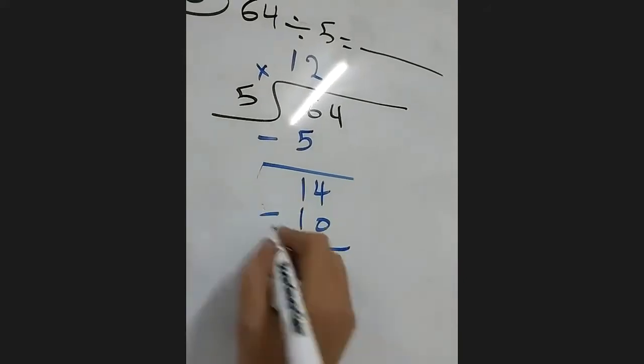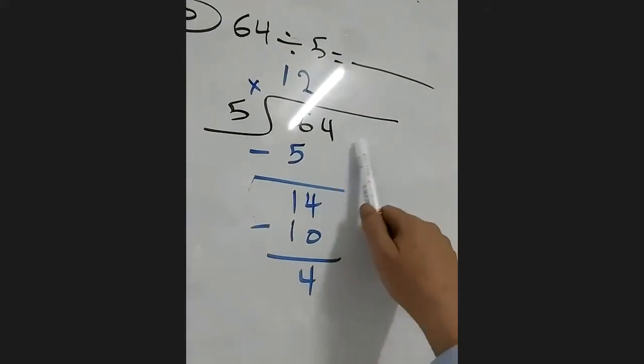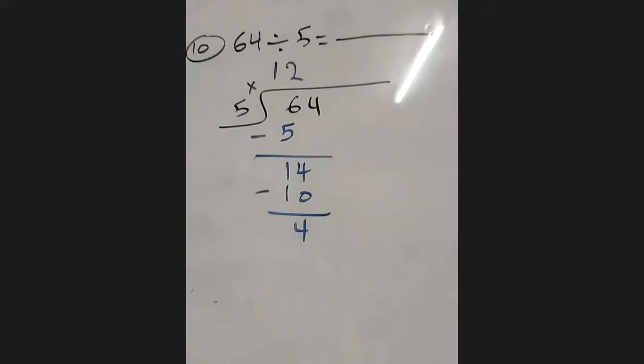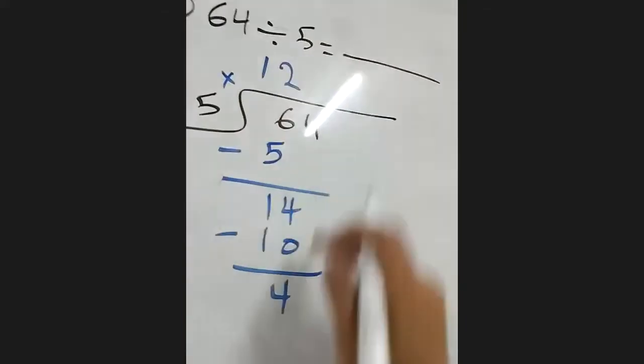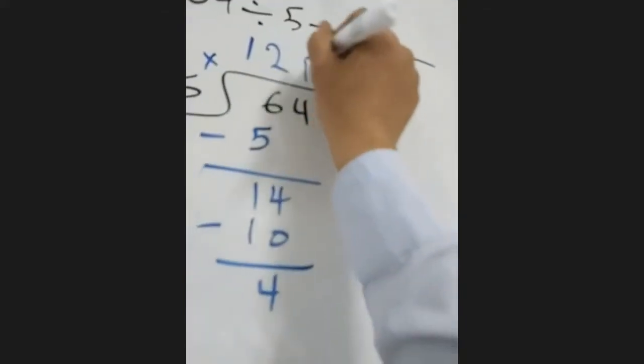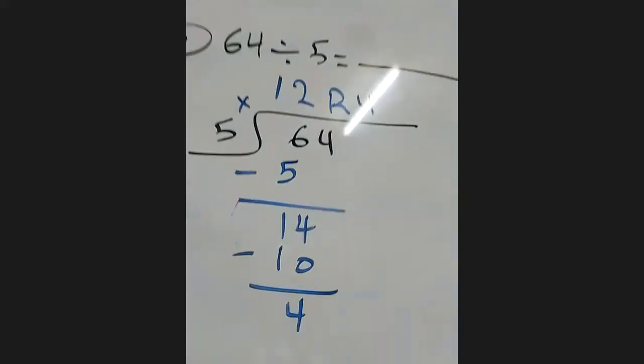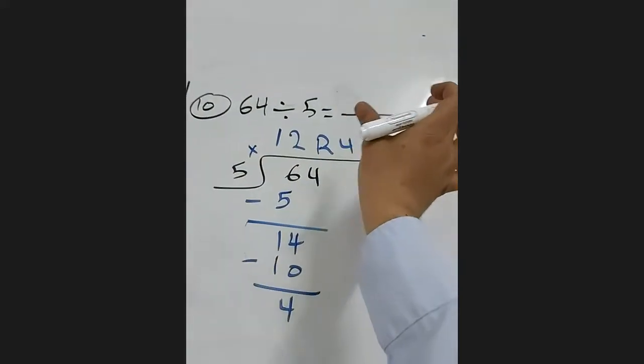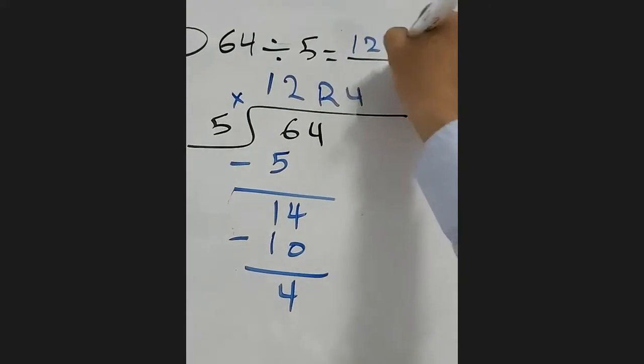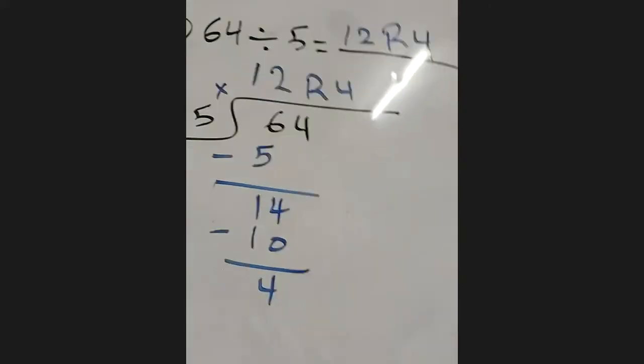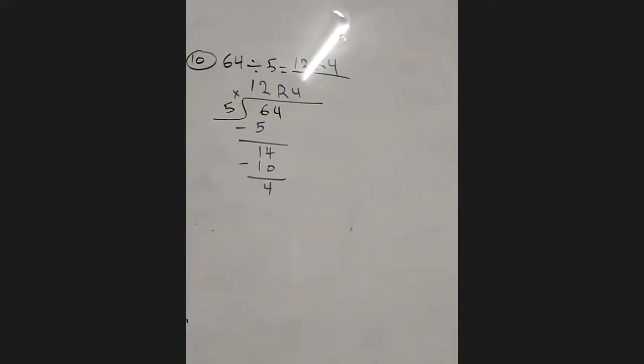14 minus 10 is 4. Do we have numbers here? So the answer is 12, remainder 4. We put 12 R4 like this, and we take the whole answer and put it on the line up. 12, remainder 4. This is question 10. Thank you, Jalal. You're welcome.